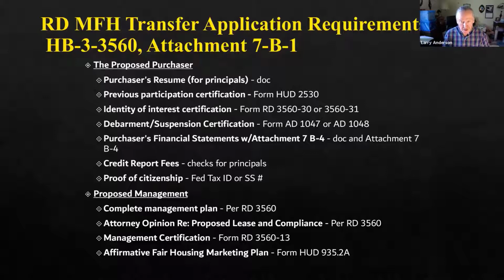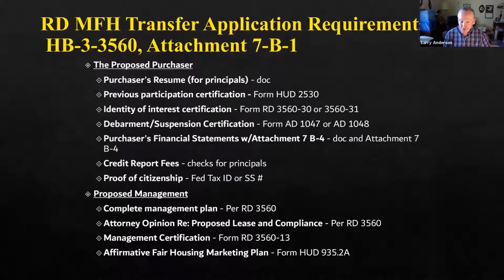Then there's also the debarment suspension certification, and that's a standard administrative form. Purchaser's financial statement. If your entity is going to be making purchases, what their financial strength is, that's extremely important, especially for for-profit entities. And the larger your portfolio gets, it's more important and it'll get more scrutiny. But basically, RD just wants to know you have the financial wherewithal to honor the commitments that they're about to make. Credit report fees, and RD requires a check for any of the principals in the organization so they can do a credit report. And finally, proof of citizenship with your federal tax ID or social security number. There's a variety of ways of explaining that, but basically you do have to provide proof of citizenship within the application.